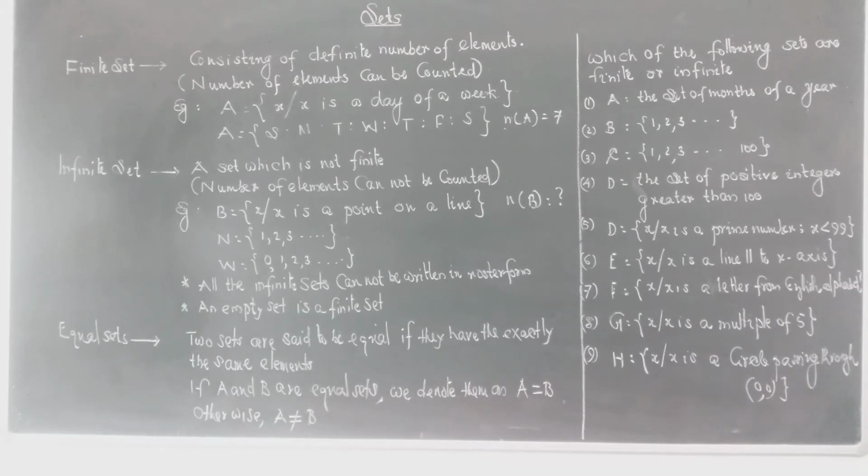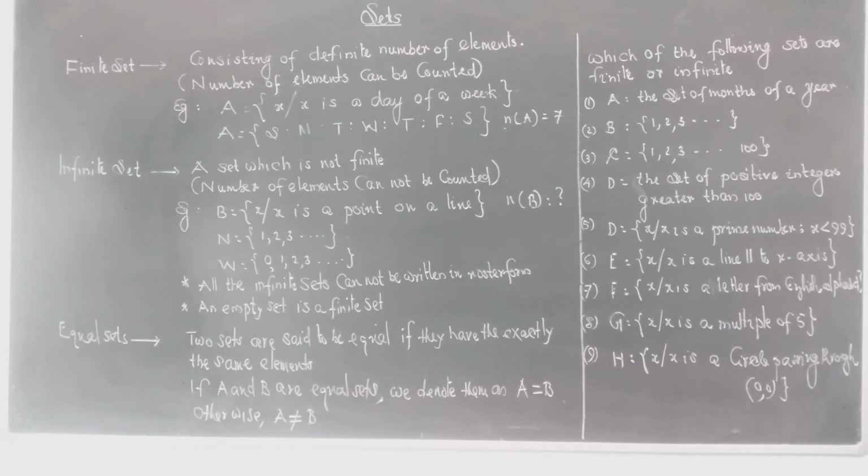So if you are asked to list down the days of a week, it becomes A is equal to {Sunday, Monday, Tuesday, Wednesday, Thursday, Friday, Saturday}. So when you write that, we are having 7 elements altogether. Or we can write as n(A) = 7. In other words, the number of elements can be easily counted. These kinds of sets are known as the finite set.